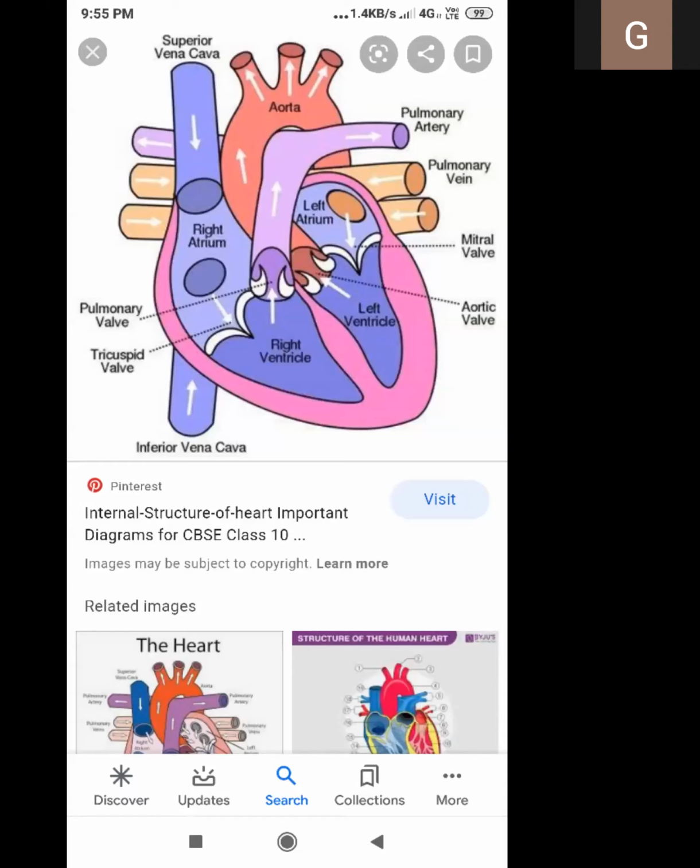So here you can see, the right atrium receives the blood. It receives from the superior vena cava and inferior vena cava. The superior vena cava brings deoxygenated blood from the upper portion of the body and pours it into the right atrium. The inferior vena cava brings deoxygenated blood from the lower half of the body into the right atrium. So the two openings of superior vena cava and inferior vena cava open into the right atrium.